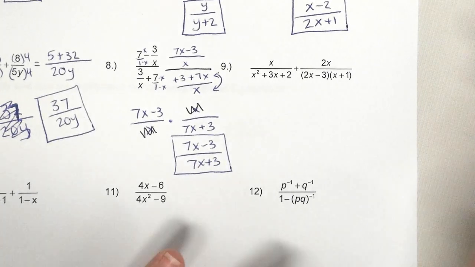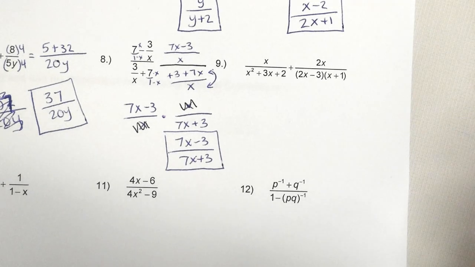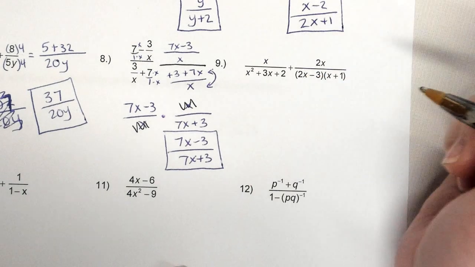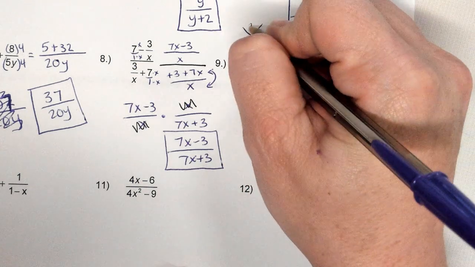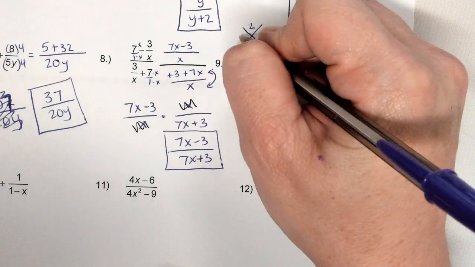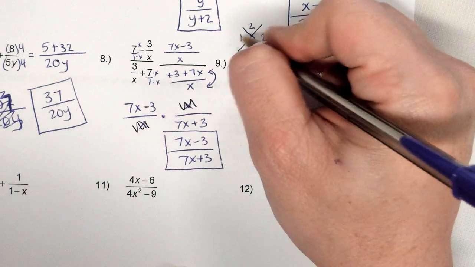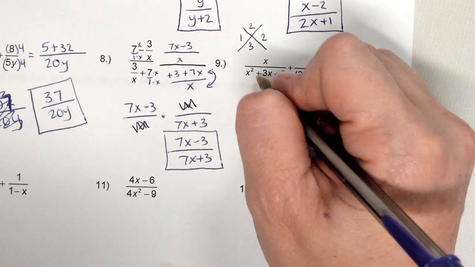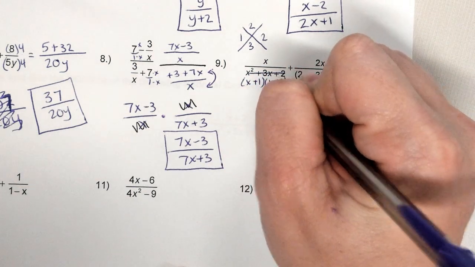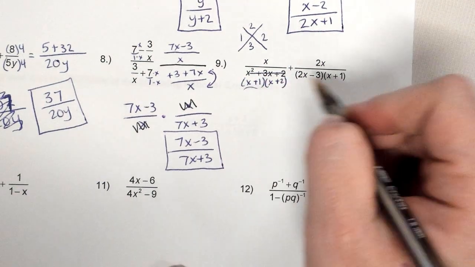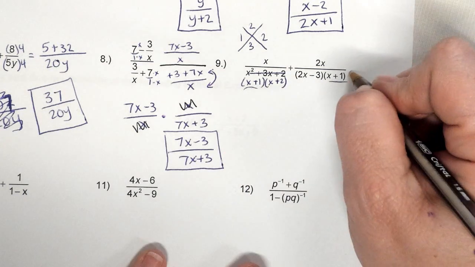Number 9 has a plus sign, so we need a common denominator. I need to factor the bottom. A is 1, so I can just do the x. A times c is 2, b is 3. This multiplies to 2 and adds to 3, so this becomes x plus 1, x plus 2. So they both already have the x plus 1. This has an x plus 2, therefore this needs an x plus 2.